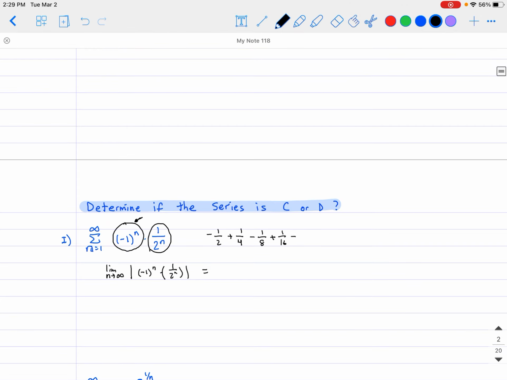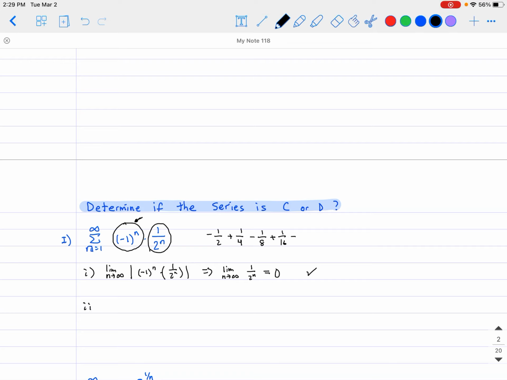In order to solve for that, the nice thing is that whether the alternation is positive or negative, the absolute value is going to kill it off. So what we have now is the limit as n approaches infinity of 1 over 2 to the n. And that definitely equals 0. So that means that part 1 of the alternating series condition is met.